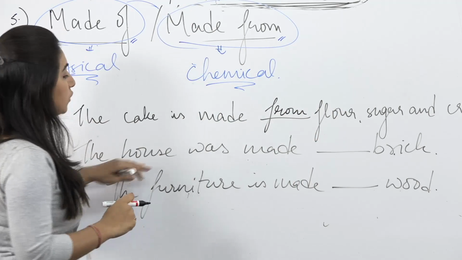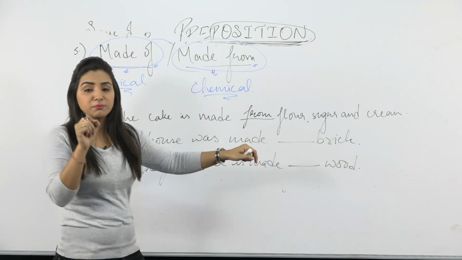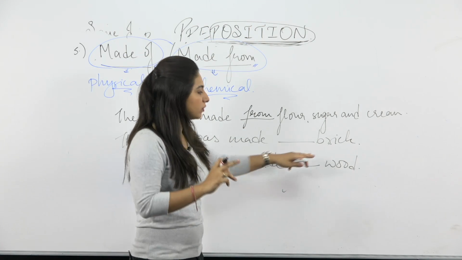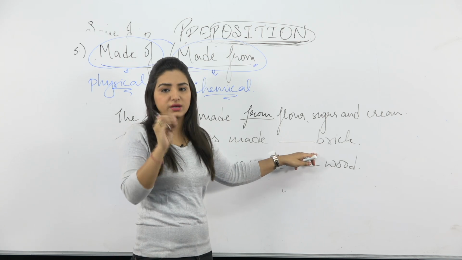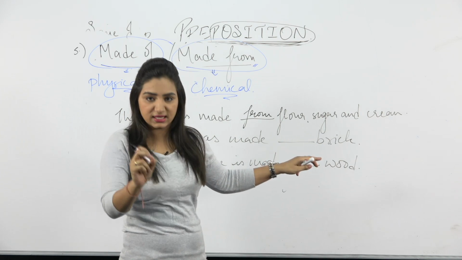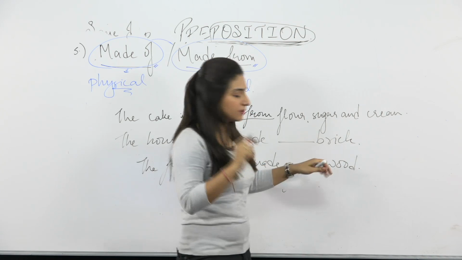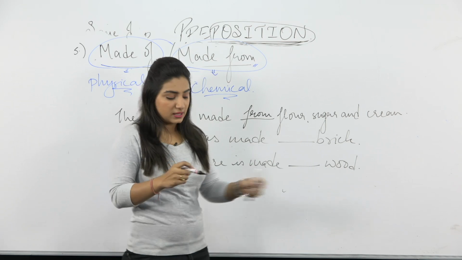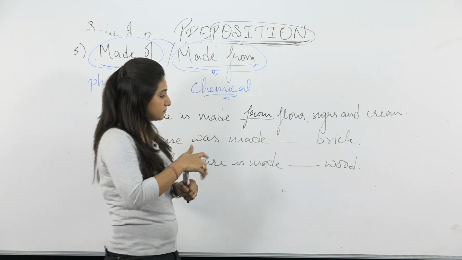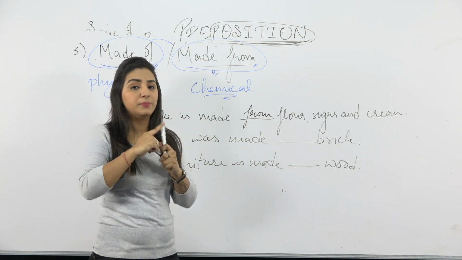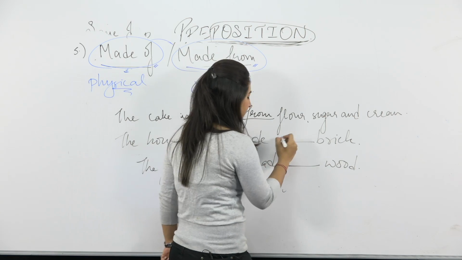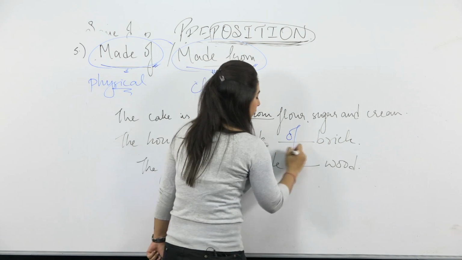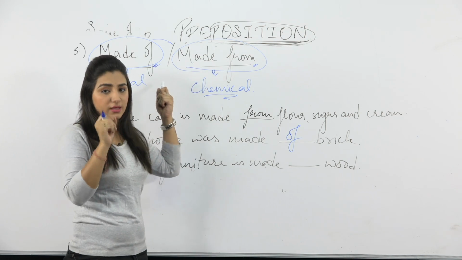If I say the house was made dash brick, now certain people say bricks, कुछ लोग bricks बोलते हैं, but bricks is a wrong English, ठीक है? Bricks कोई word नहीं होता है, bricks is only an organization that spells B-R-I-C-S, right? तो bricks कभी नहीं बोलेंगे, हमेशा brick ही बोलेंगे. Now what should we write here? If you break that house, we can only get brick out of it, so what we'll place is of. Why? Because there's a physical change, but there's no chemical change in it.